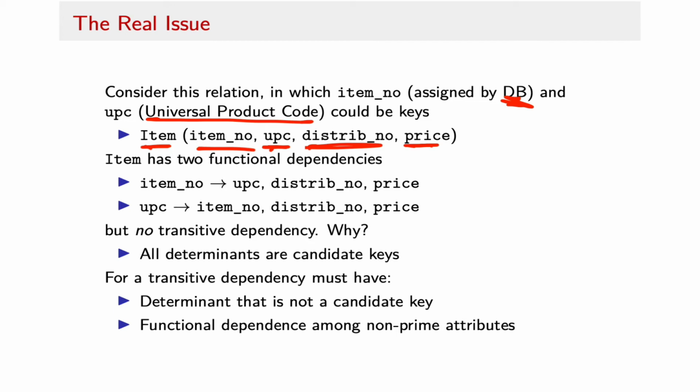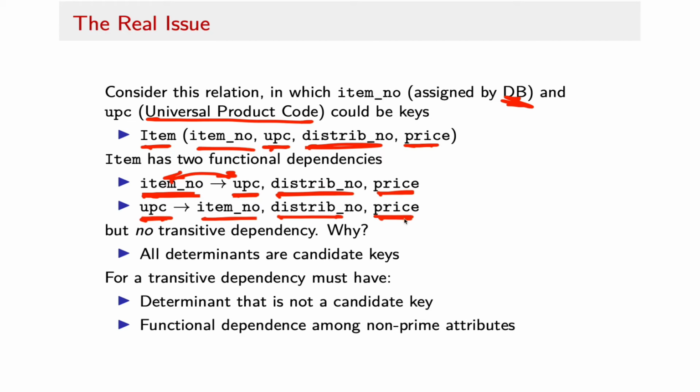Now, if you think about the attributes of this relation, we can see that we have two functional dependencies. First of all, the item number itself should allow us to figure out the UPC, because that's associated with a specific item, the distributor number, assuming that we have one distributor per item, and the price that we're charging for it. But we can also see that the UPC code can serve the same purpose because it's unique to a particular item. So basically, just switching these two attributes around, we have a second functional dependency where the UPC determines the item number as well as the distributor number and the price.